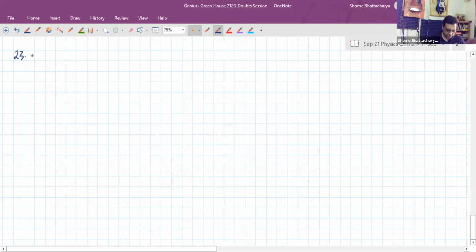Question 23, you have this Atwood machine from the previous question, with masses of 300 grams and 600 grams. Now what is happening? You're starting the system from rest. And 2 seconds afterwards, this is where the question becomes a little tricky. You are stopping the heavier block for a moment. The larger mass is stopped for a moment.